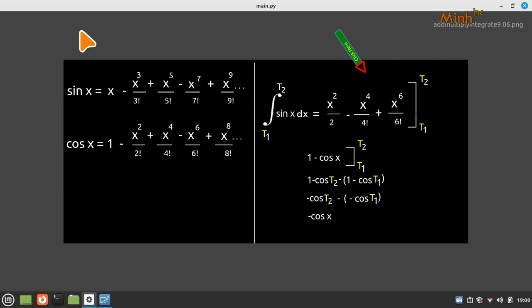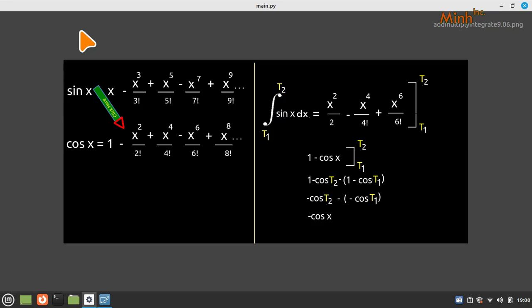Since integration is an area, it has a range. Area cannot be in a single dimension, so it has a range. Now for cos x, I see 1 minus x squared. So whatever we have achieved here, that is from here to here. This is what we have achieved.